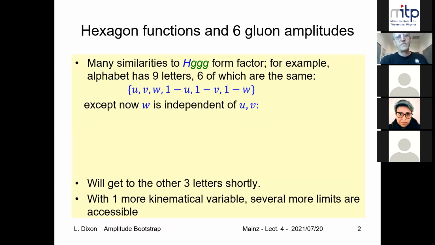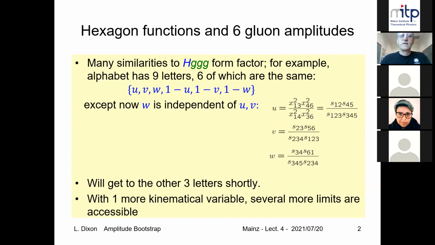First of all, there are actually many similarities in the symbol alphabet between the form factor we discussed in the previous lectures and the hexagon functions, which describe the 6 gluon case. In fact, there are 9 letters, we'll see shortly, for the hexagon function space, and 6 of them are exactly the same as for the form factor we just discussed: U, V, W, 1 minus U, 1 minus V, 1 minus W. The only difference is that W is now independent of U and V.